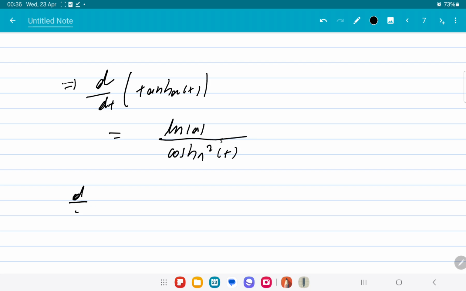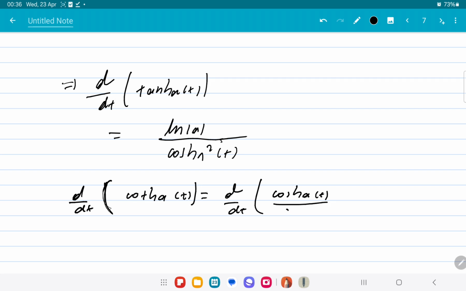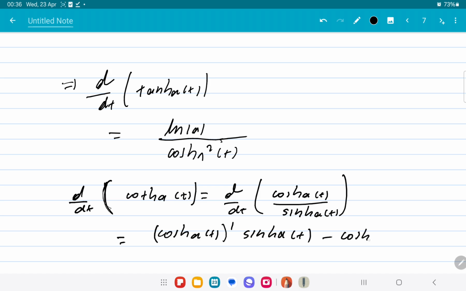And if you want to take the derivative of the cotan hyperbolic, that's the derivative of cos hyperbolic a t over sine hyperbolic a t, and again we apply the quotient rule, so it's the derivative of cos hyperbolic times the denominator, minus cos hyperbolic times the derivative of the denominator, and that's over the denominator squared here.